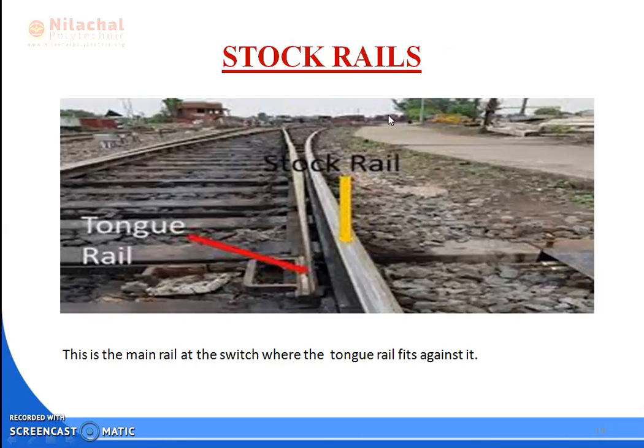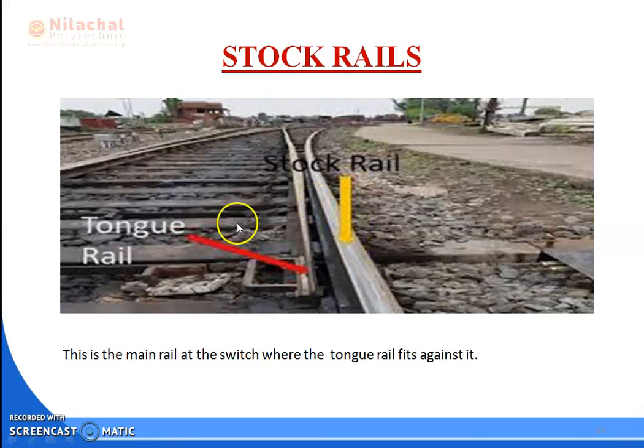So next slide is your stock rail. So this is a picture shown here, and this is the stock rail. Stock rail means here, check the rail. This is the main rail, and at the switch the tongue rails are fit against it. So what is called stock rail? This is your stock rail. Stock rail means it is the main line.